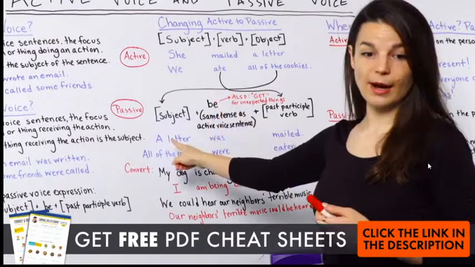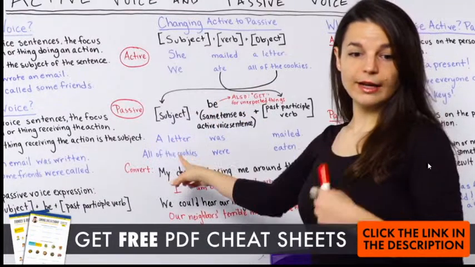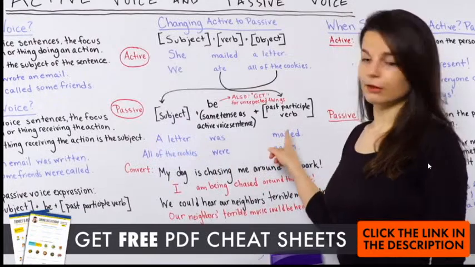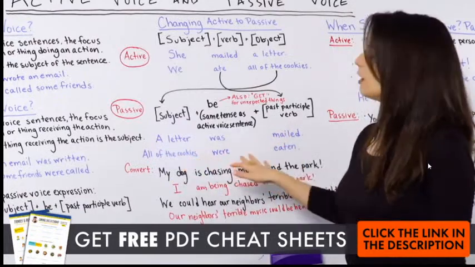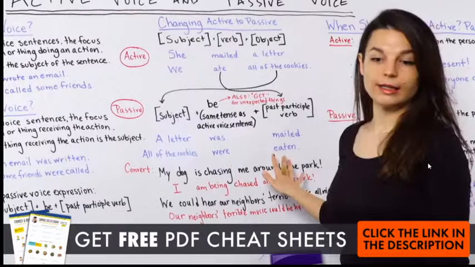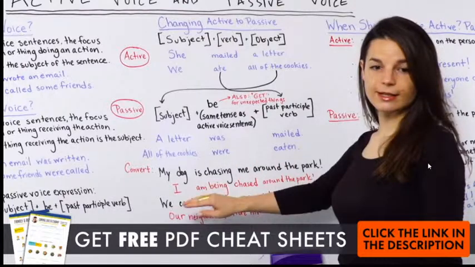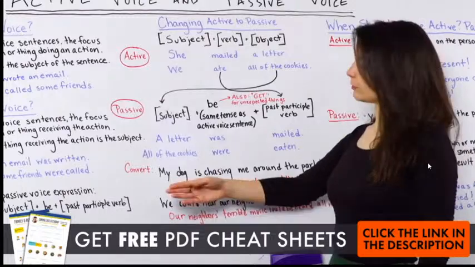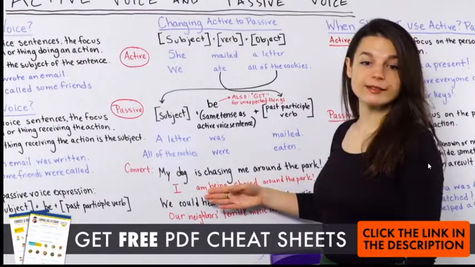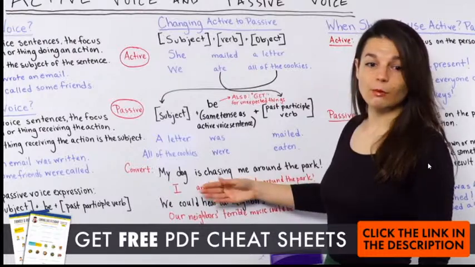So to read our passive voice sentences, a letter was mailed. A letter was mailed. Or all of the cookies were eaten. So let's try to convert these sentences. Maybe you've already seen the answers. First one. Let's try, my dog is chasing me around the park. My dog is chasing me around the park.